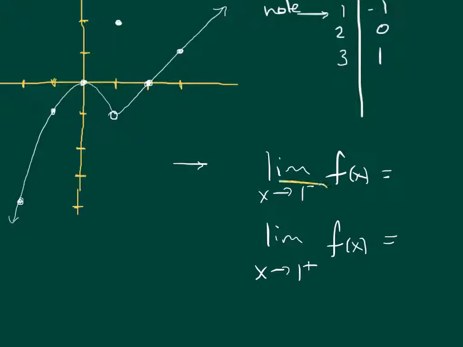Limit x goes to 1 from the negative side. This right here means x is less than 1, and this right here means x is bigger than 1. Alright? I'm going to use this red pointer to demonstrate what we're doing with x less than 1, but approaching 1. I'm going to zoom in.